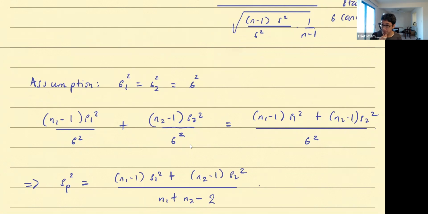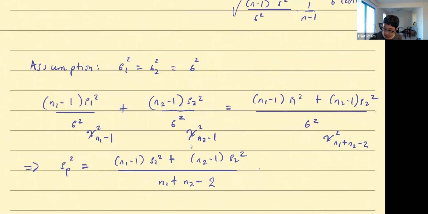Oh, and by the way, let's backtrack a little bit. What distribution does this one have? Correct, chi-square n1 minus 1. And this one, chi-square n2 minus 1. This should look very familiar. This is exactly your midterm question. So if you add these and they're independent, then this one would be chi-square n1 plus n2 minus 2.